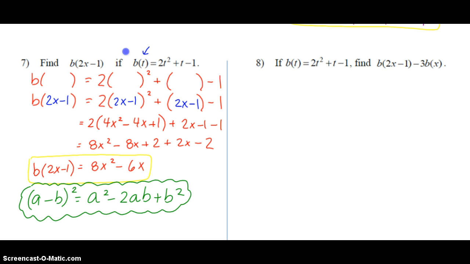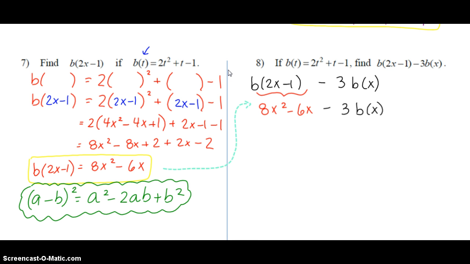This time we have the same b of t, 2t squared plus t minus 1. So that hasn't changed. But this time we've got something that looks a little bit more complicated. We're not just finding b of 2x minus 1. We're finding b of 2x minus 1 minus 3 times b of x. So once again, we're going to set this up. But what I want you to remember is we just found b of 2x minus 1. So we can plug that in directly once we set it up.